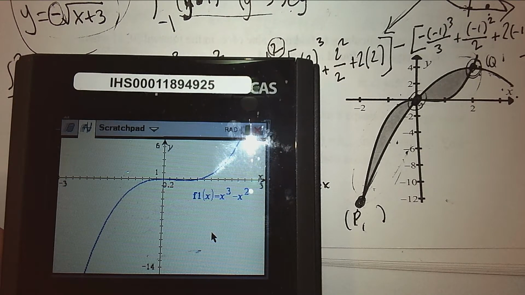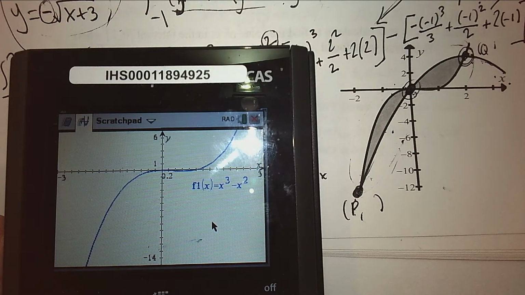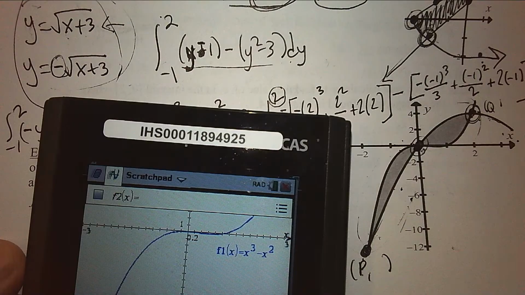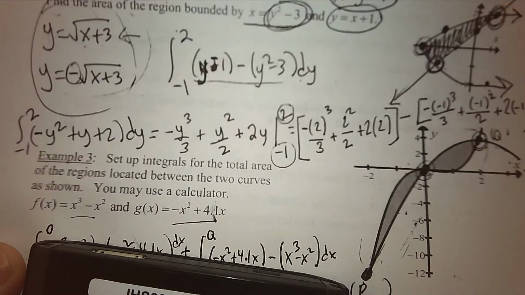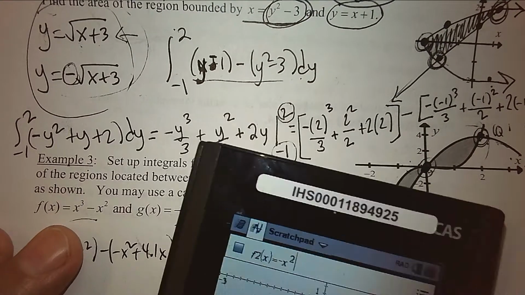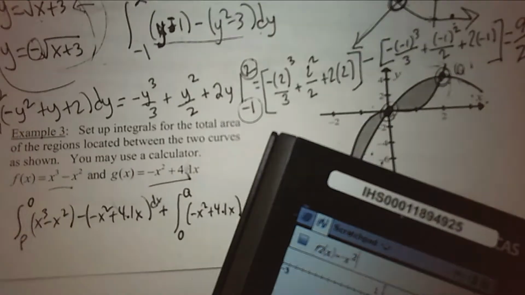Now we need the second part. So there's the first part. How do I type in a second equation? I press tab again. This time I'm going to type in -x squared and plus 4.1x.